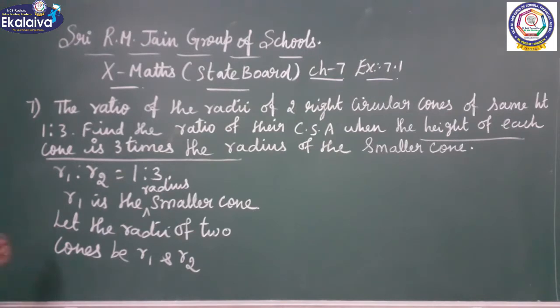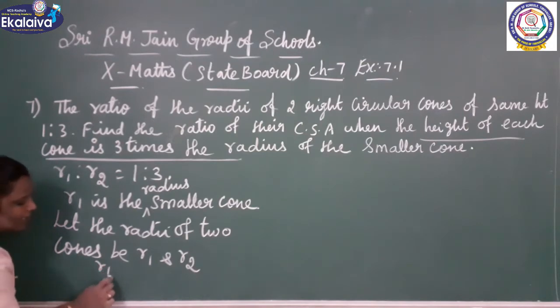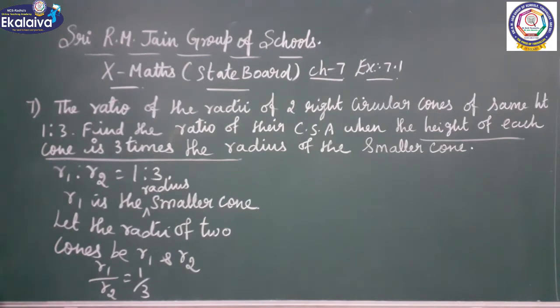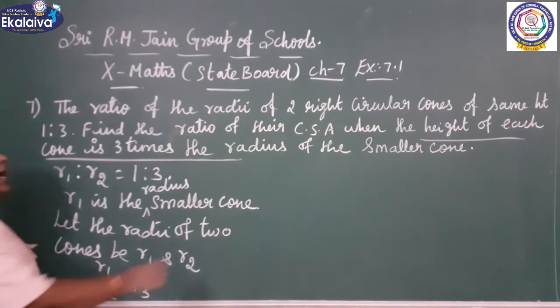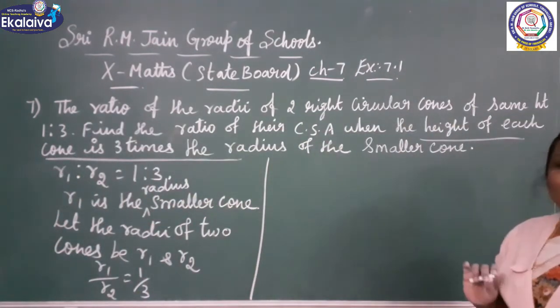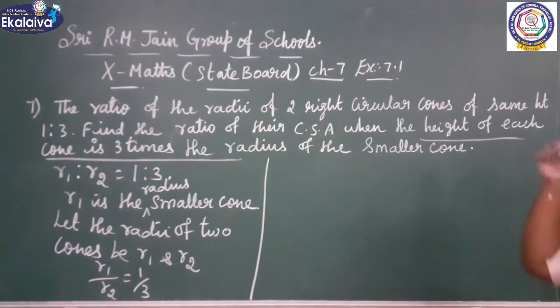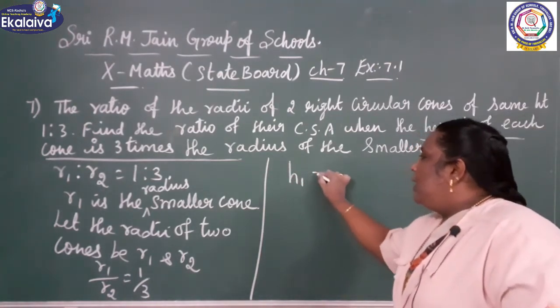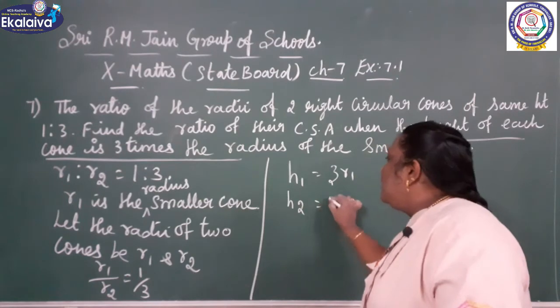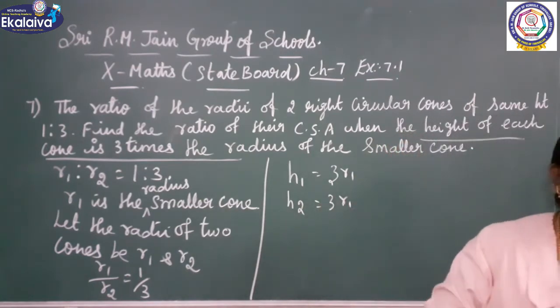So the ratio R1 is to R2 equal to 1:3. You can write it as a fraction, R1 by R2 equal to 1/3. Then the height of the cone, you can take it as H1. Height is 3 times the radius of the smaller cone, so H1 equal to 3R1. In the same way, height H2 is also 3R1.